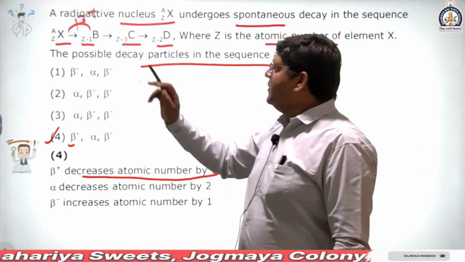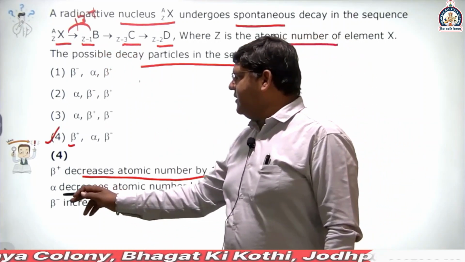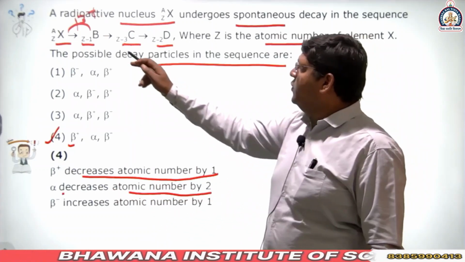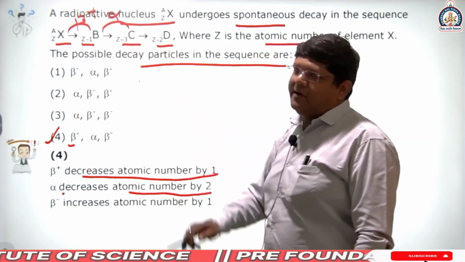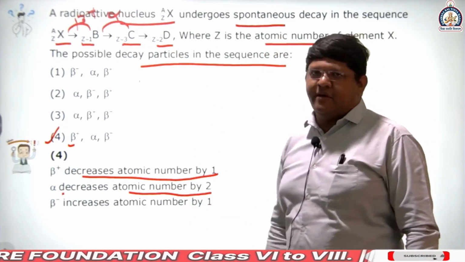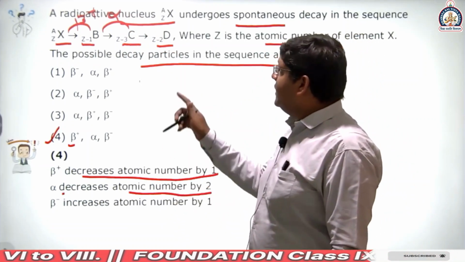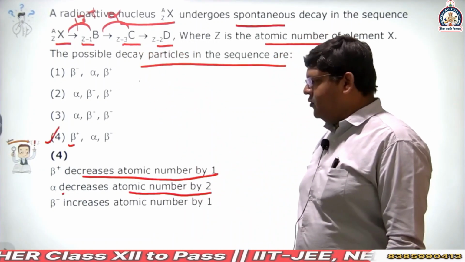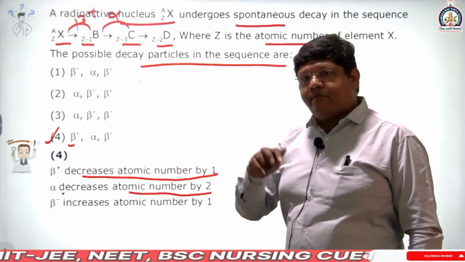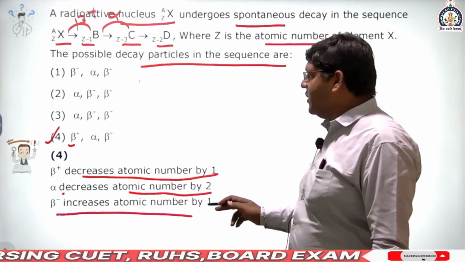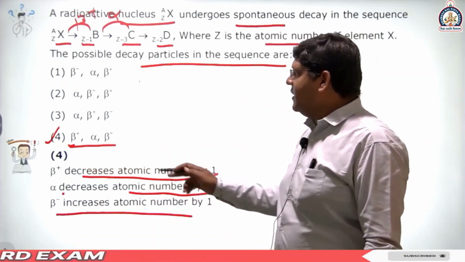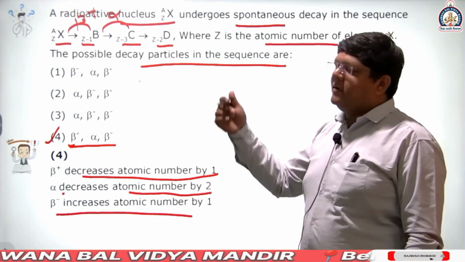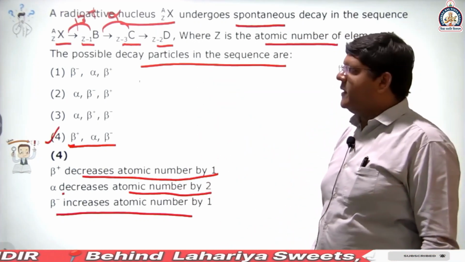Now Z minus 1 becomes Z minus 3. It is nothing but alpha decay, in which atomic number decreases by 2 and mass number decreases by 4. And in case of C to D, Z minus 3 becomes Z minus 2. That means atomic number increases by 1, so it is beta minus decay. The correct sequence is beta plus, alpha, and beta minus decay. This is simply the application of the fundamental concept of alpha, beta, and gamma decay.